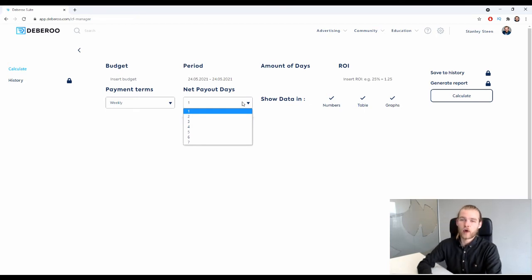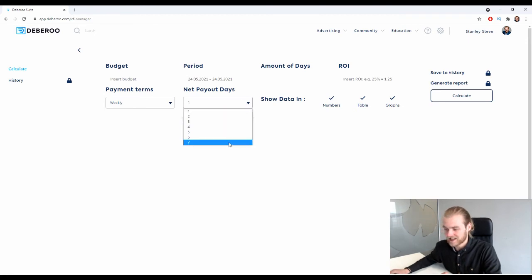However, it is very important that you include these net payout days inside your cash flow calculation, because you might have to wait a couple more days on your money that you have earned. So you don't want to run out all your budget if there's still money to come, because then the campaign would stop running, of course. That's not what we want, and that's why you can use the net payout days.